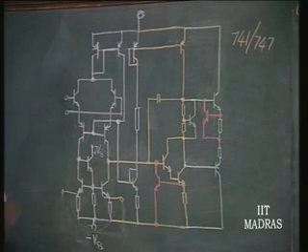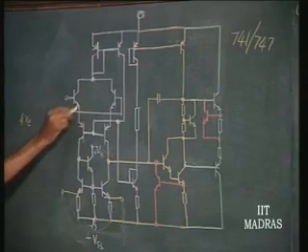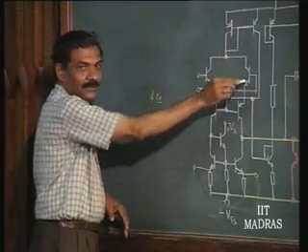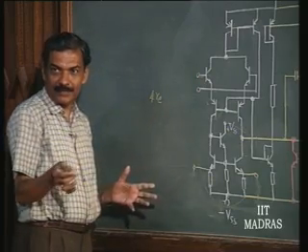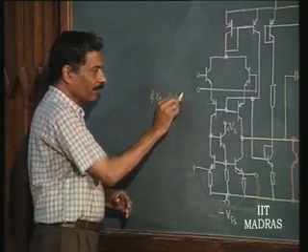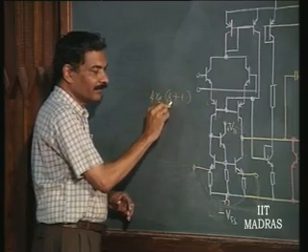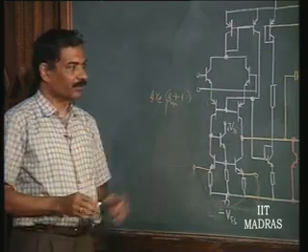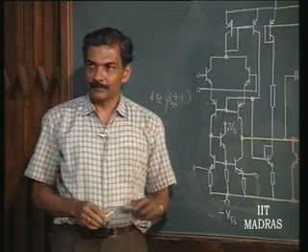So, input impedance is going to be 4 RE, 2 RE of this and 2 RE of this. REs are going to be the same because operating currents are the same, into beta plus 1, where beta is that of NPN. So, no problem. Is this clear?